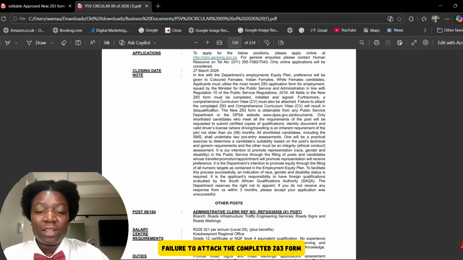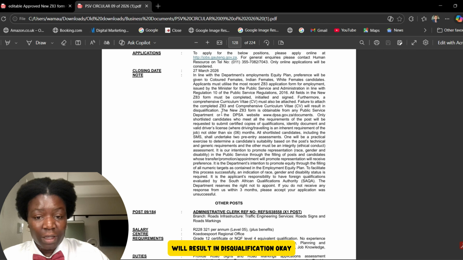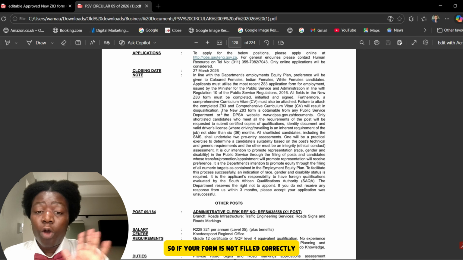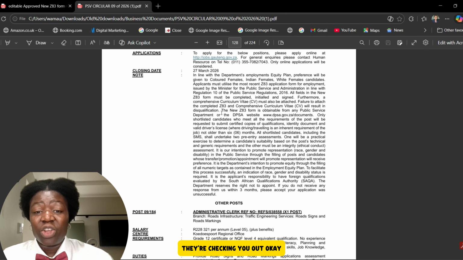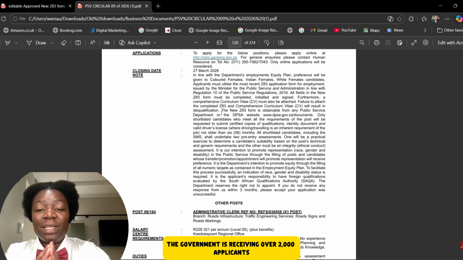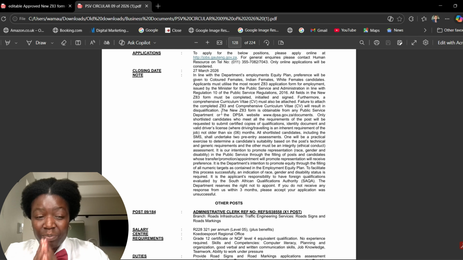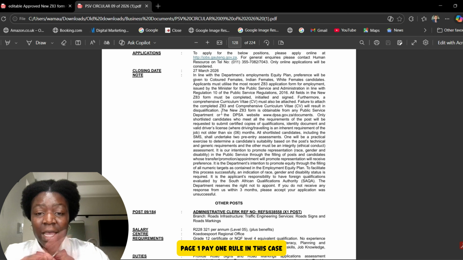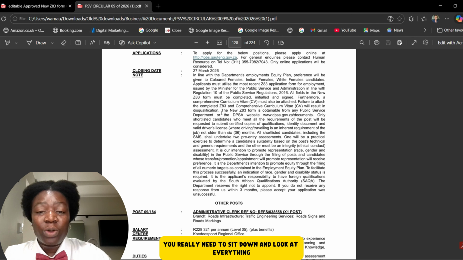Failure to attach the completed Z83 form and a comprehensive curriculum vitae will result in disqualification, okay? So if your form is not filled correctly, they're checking you out. Because guys, remember, the government is receiving over 2,000 applicants per one role. In this case, there's only one post that has been advertised. There's probably going to be 2,000 people applying for this job. You really need to sit down and look at everything and make sure that you follow the instructions to the T.